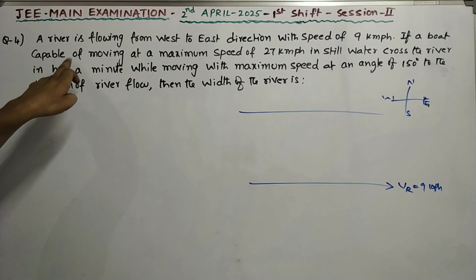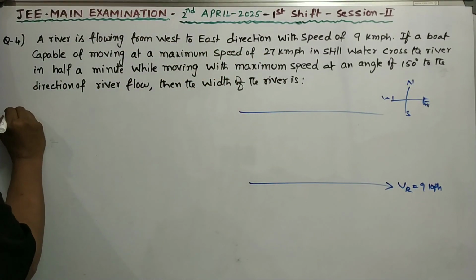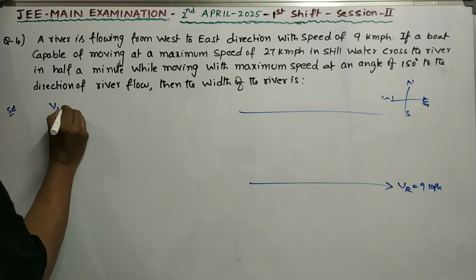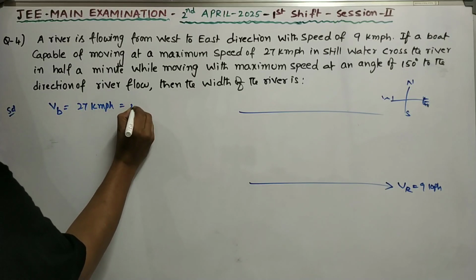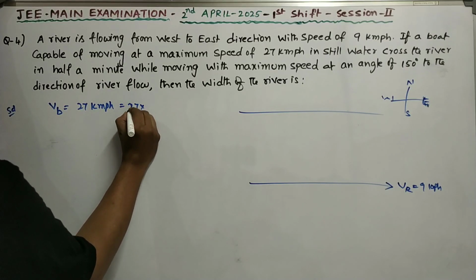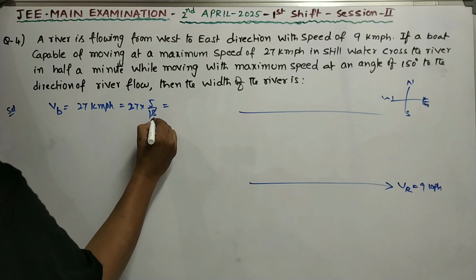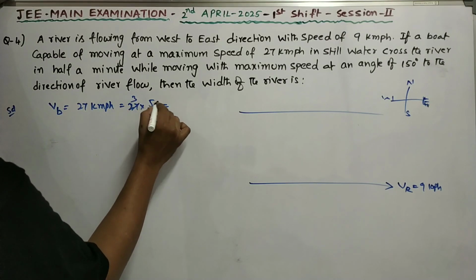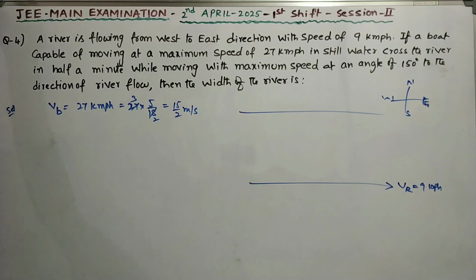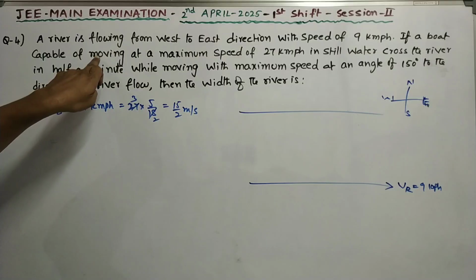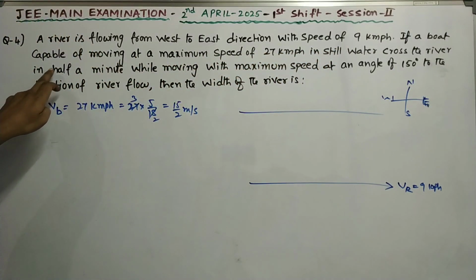If a boat is capable of moving at a maximum speed of 27, that means what? Velocity of boat equal to what? 27 kmph equal to what? 27 into 5 by 18 equal to what? 9 twos are 18, 9 threes are 27. 3 fives are 15 by 2 meter per second. Okay, right. If a boat is capable of moving at a maximum of this much in still water, crosses the river in half a minute.